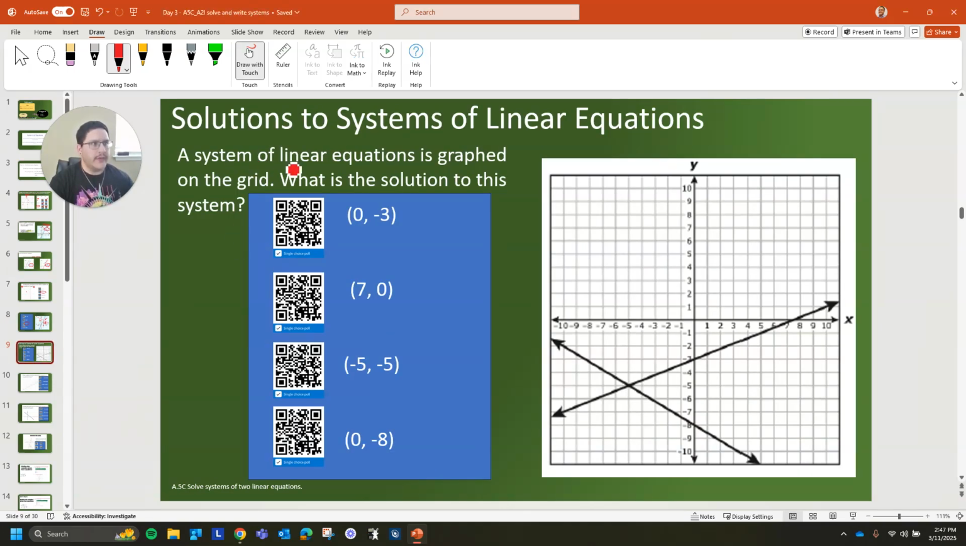Another question. A system of linear equations is graphed on the grid. What is the solution to this system? So pause the video, see if you can figure it out. Otherwise, I'm going to give you all the answer in about 5 seconds.